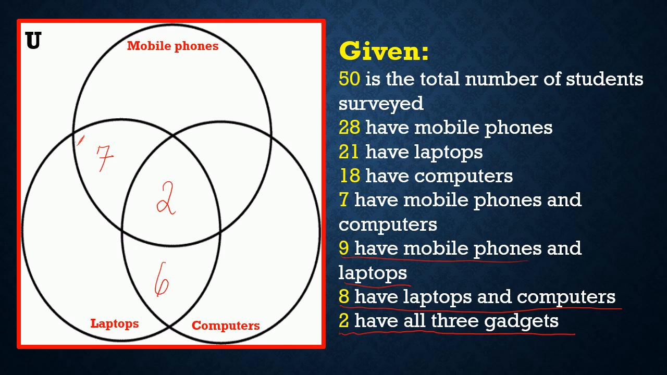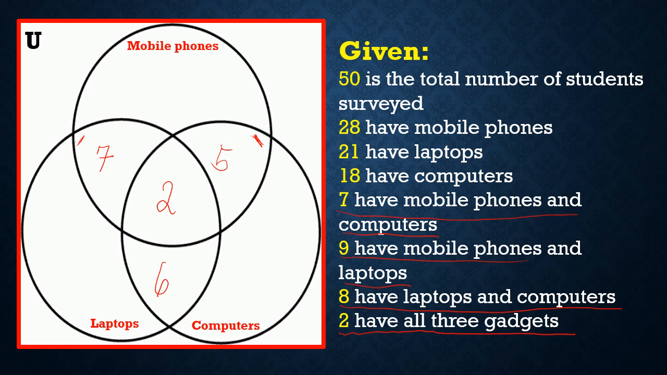Kapag naman 7 tsaka 2, mobile phones and laptops. Okay? So, ilan yung bilang ng estudyante na may mobile phones and laptops only? Yun yung 7. Next, 7 have mobile phones and computers naman. So, itong portion na to. So, dahil may 2 na dito, yung minus natin 2 sa 7, that will become 5. Okay? Next, 18 have computers.